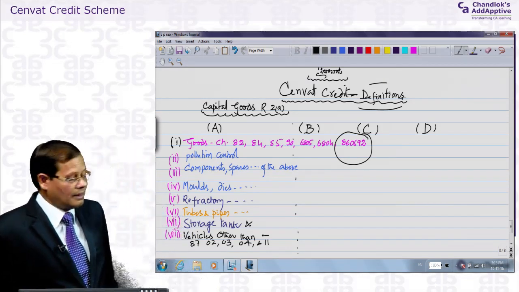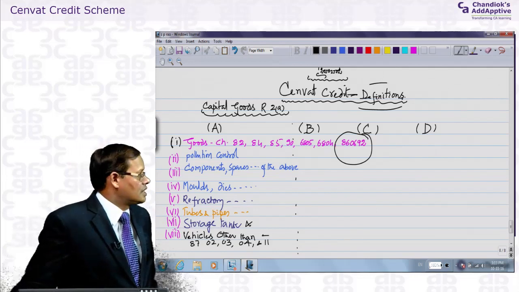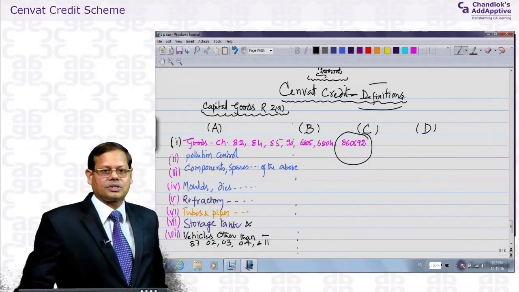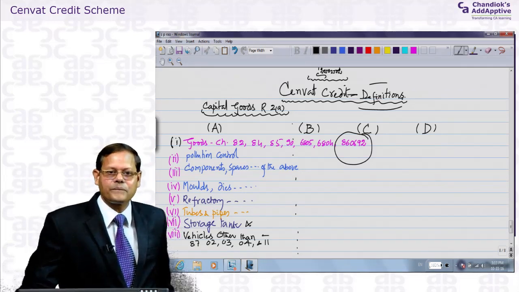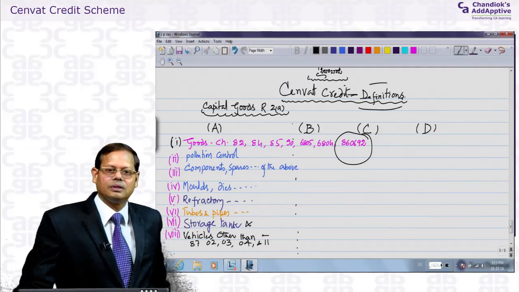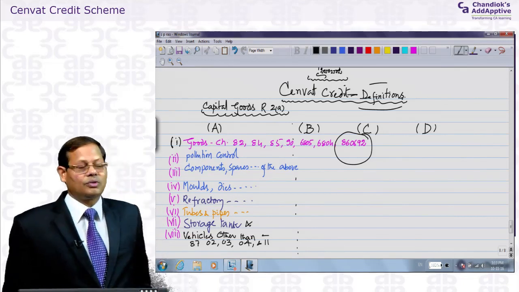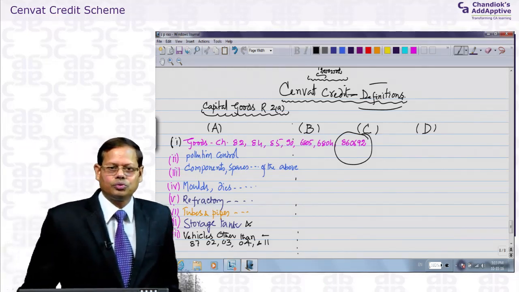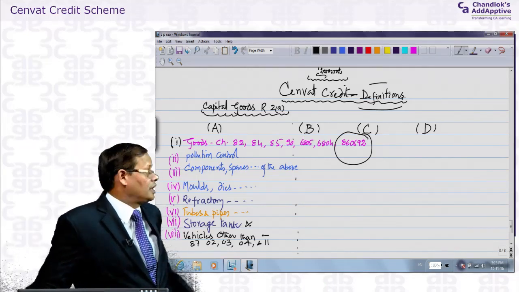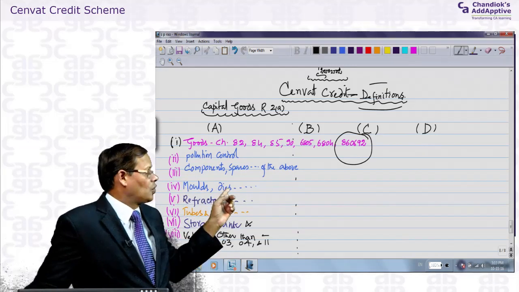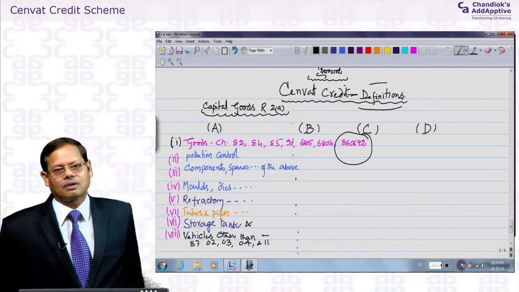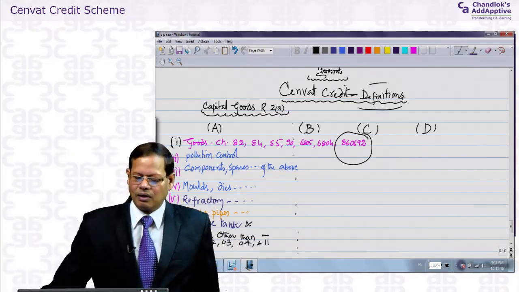And next, vehicles. Vehicles are capital goods, but other than a list they have given. What is the list they have given? Chapter 87, heading number 02, 03, 04 and heading number 11, that is, 2, 3, 4, 11. So, except those 2, 3, 4, 11, all others are capital goods.